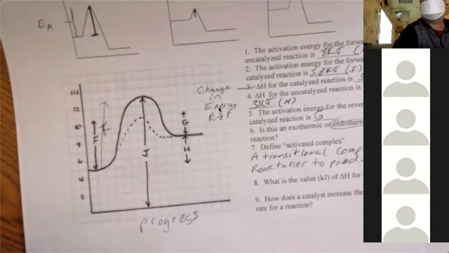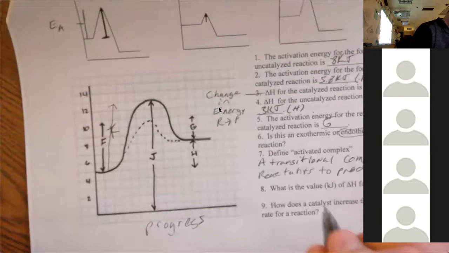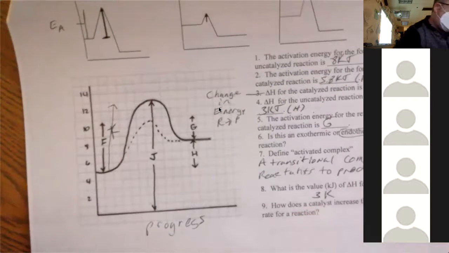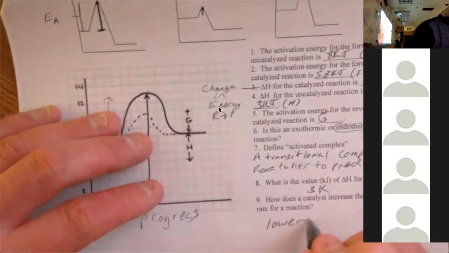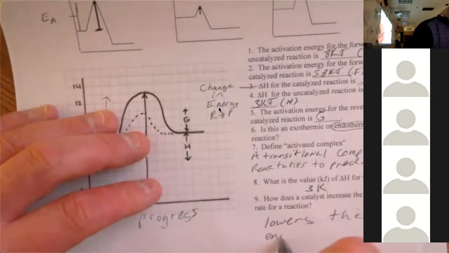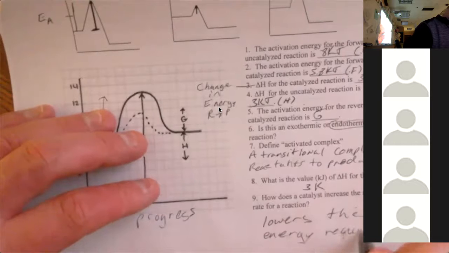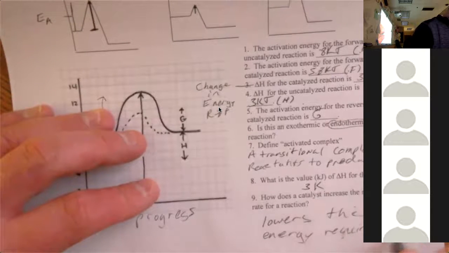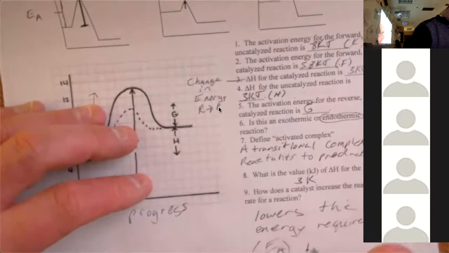What is the value in kilojoules of delta H? Well, I've already answered that up above. It's 3 kilojoules. How does a catalyst increase the reaction rate? It lowers the energy required, which we call the activation energy, by finding a new pathway.